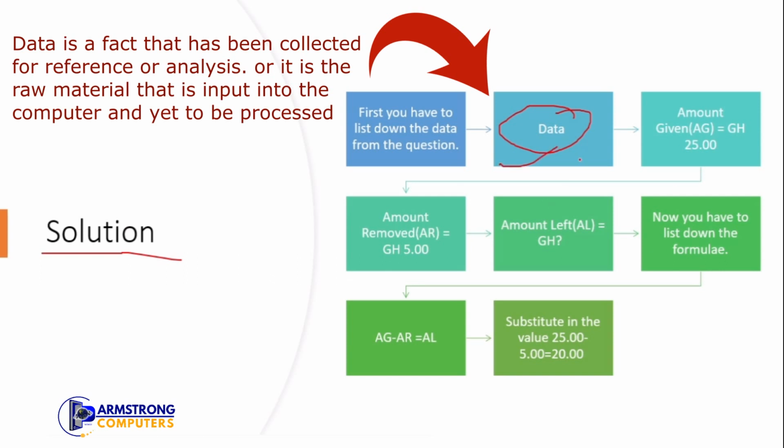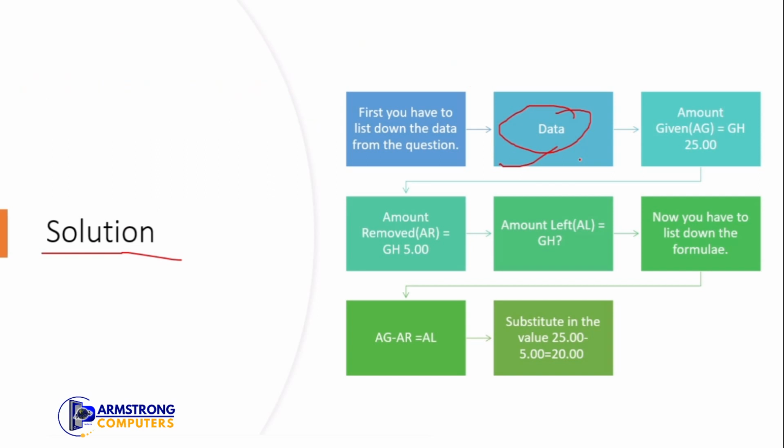Don't worry, I will leave that in your course description, where you can see what data is and understand the basic concept of data. Now we know what data is. Remember, as I just said, first we have to list down the data from the question. In the question, an amount was given, and that amount is 25 Ghana cedis.